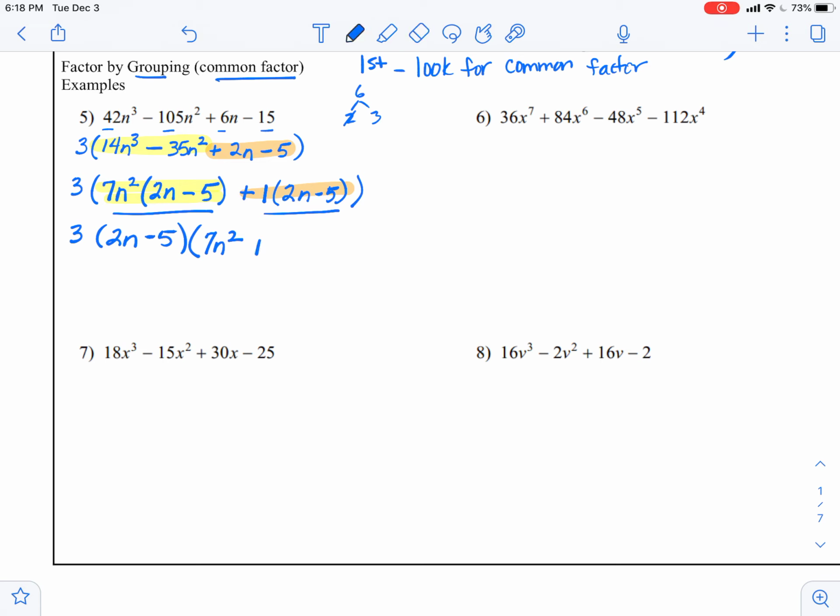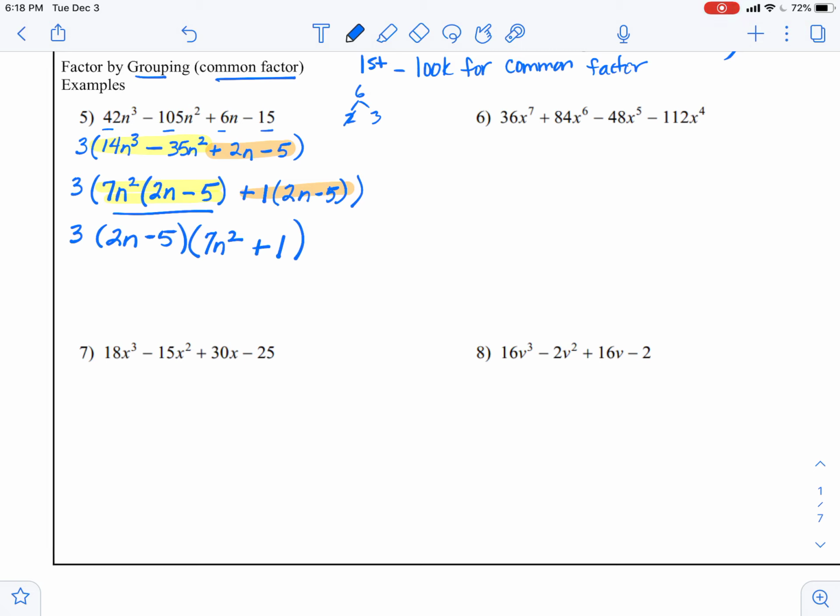And then on the other side, if I take the 2n out, so again, it's just like dividing, then all I have left is 1, and this is why I think putting that 1 there helps. A lot of times kids will leave that off. They'll just say 7n squared. No, that's not it. It's still got to have the 1 in there, okay?